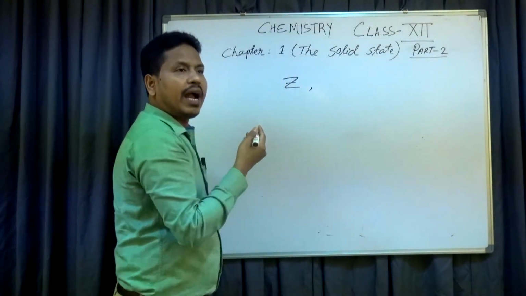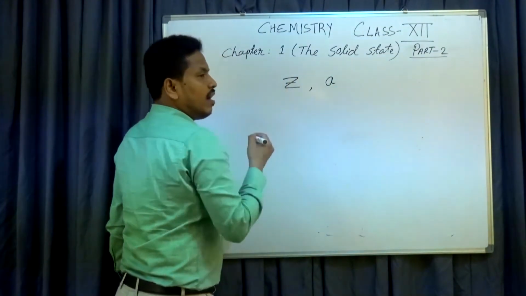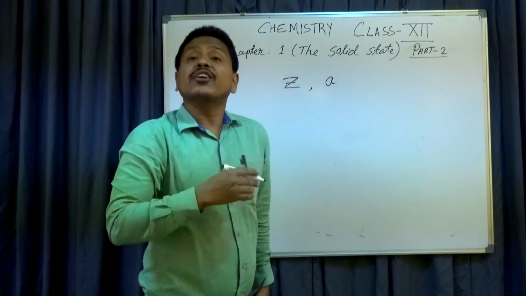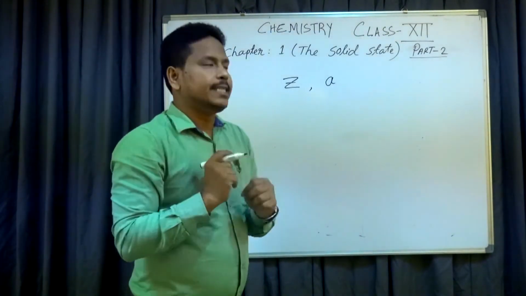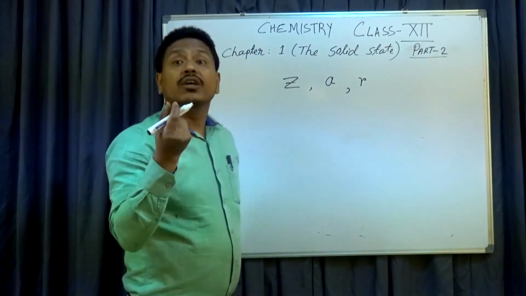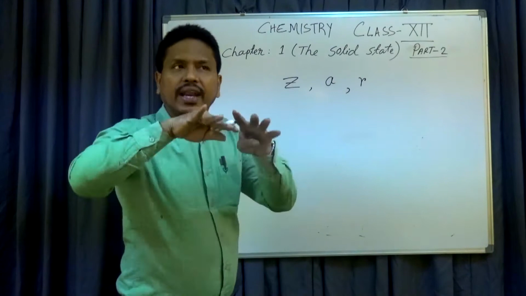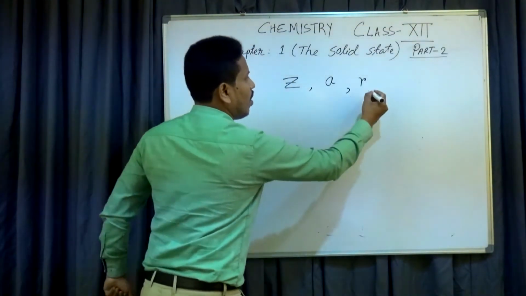Z means number of atoms in one unit cell. What is A? A is the edge length, side of the unit cell. R means what? Radius of each atom as a sphere. You know, an atom is considered as spherical. So R is the radius of each sphere, that is each atom.